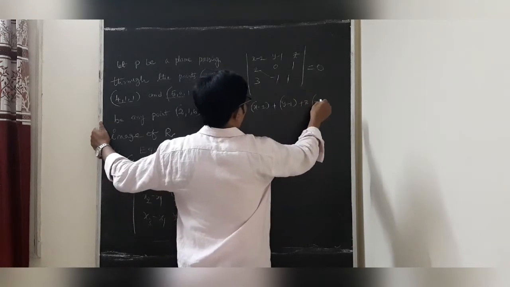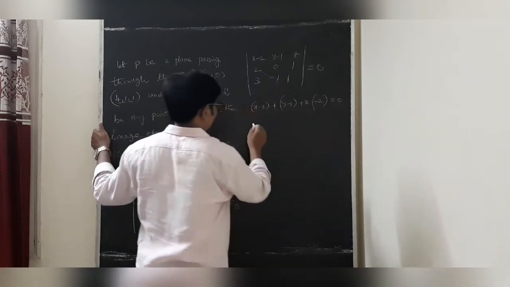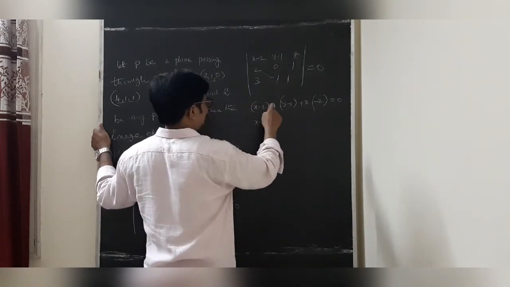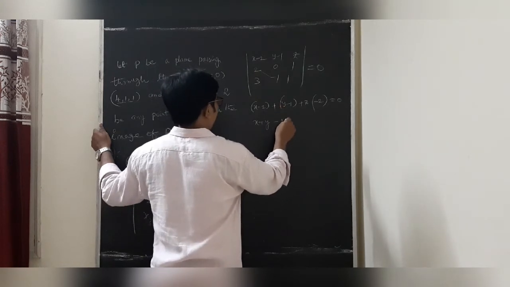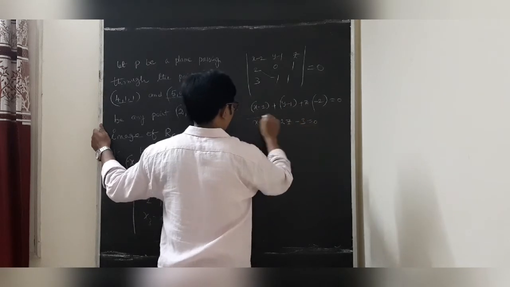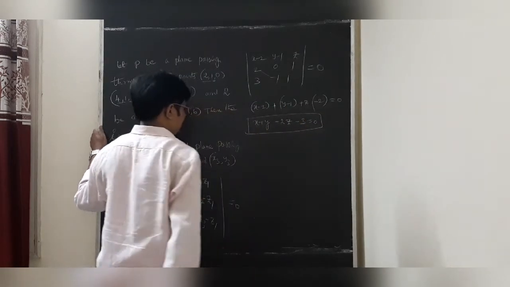Minus 2 only equal to 0. This is the students: x plus y minus 2z minus 2 minus 1 minus 3. This is the plane equation.